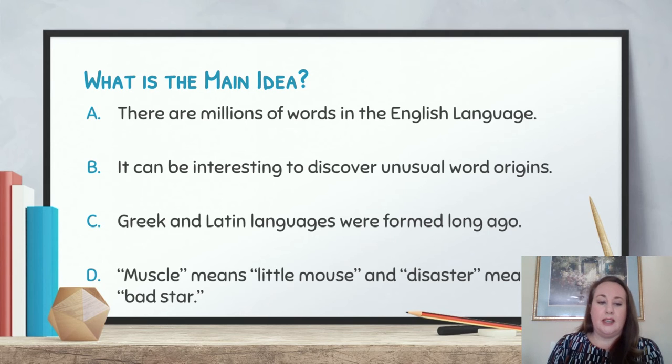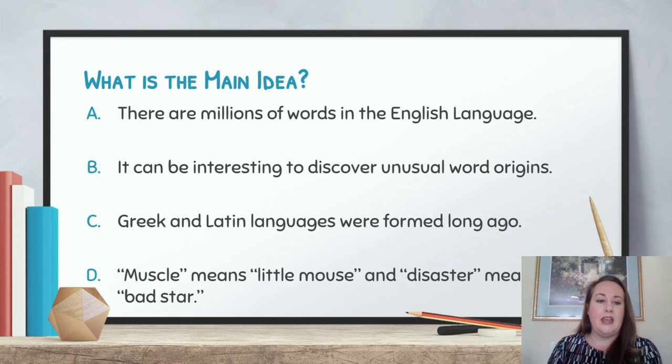All right, I'm looking at C first. Greek and Latin languages were formed long ago. Yes, it does talk about Greek and Latin languages, but that is not the main idea of our story. That's more of a detail. So I would go ahead and eliminate that choice. And then look at D. Mussel means little mouse and disaster means bad star. Okay, those were examples. And when we go back to talk about the definition of a supporting detail, it talks about examples. So D would be a supporting detail. So it would not be our main idea.